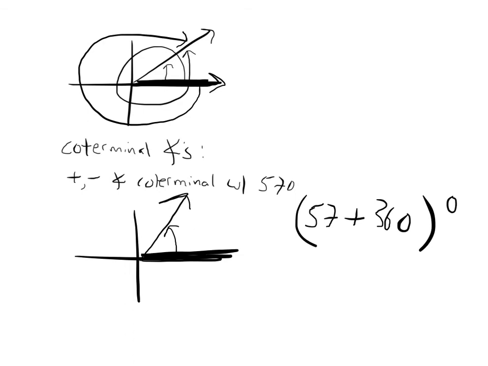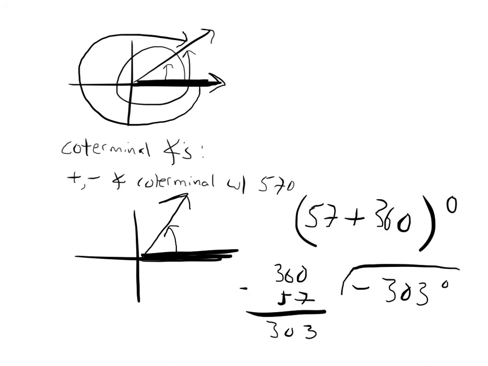To get a negative coterminal, if I spun around this way negatively to get to there, that's going to be my negative measurement. And if this is 57 degrees here, what's left? It's going to be 360 minus 57, or 303, and so a negative coterminal angle would be negative 303 degrees.